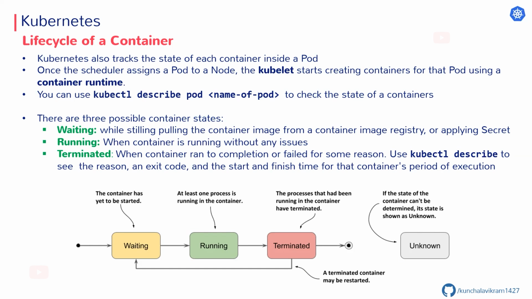A container can be waiting, which means it is currently pulling the container image from the container registry. Once it successfully pulls the image, it will run. While running, if it encounters any issues with the application, it goes into the terminated state. The terminated state for a container can be anything. It can be a positive termination, where the process inside the container exited with a positive exit code, or it can exit with a negative exit code due to some issue. For both reasons, the container will be shown as terminated.